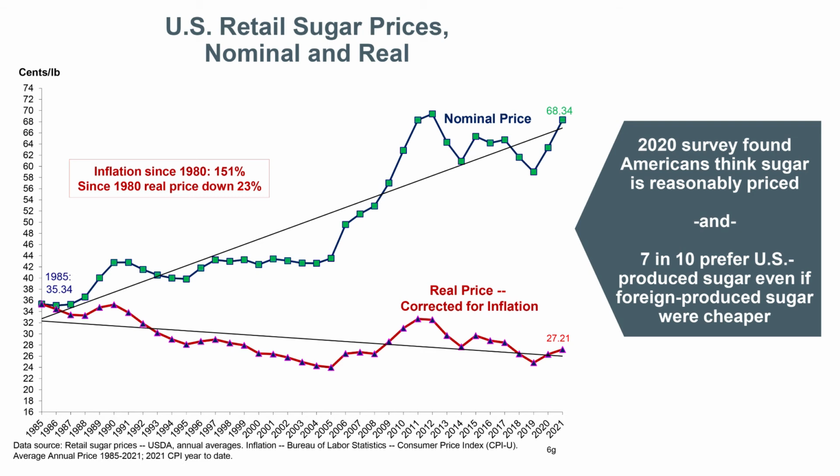It's interesting to note that certainly 7 in 10 Americans would say that they prefer U.S. produced sugar, even if foreign produced sugar is less expensive. So it's important when we talk about sugar prices over a time period to keep in mind what inflation has been doing to that price. So overall, the real prices for the product have actually been flat or falling.